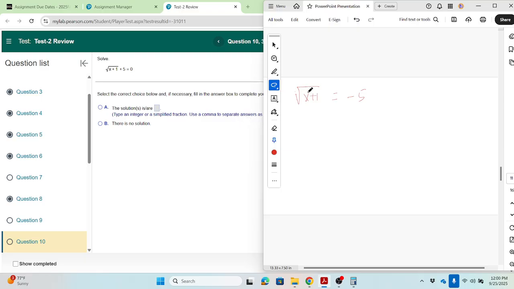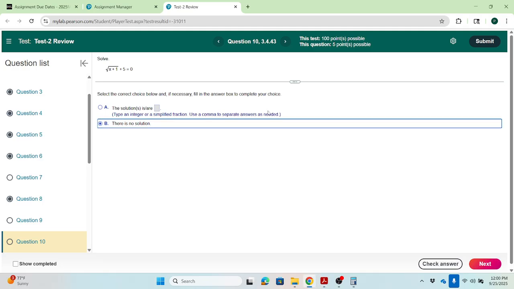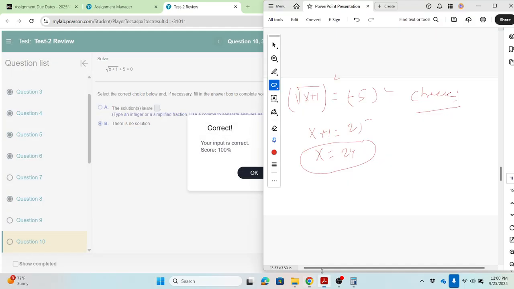But if you want to solve it anyway, then square both sides. That will be x plus 1 equals 25. And if you solve for x, it will be 24. But when you go back and check, if you put 24 here, 24 plus 1 is 25. The square root of 25 is 5. 5 plus 5 is 10, not 0. So no solution actually, which I already knew by just looking here. If you have the radical sign negative, that's not possible. This is the square root function. It cannot be negative.